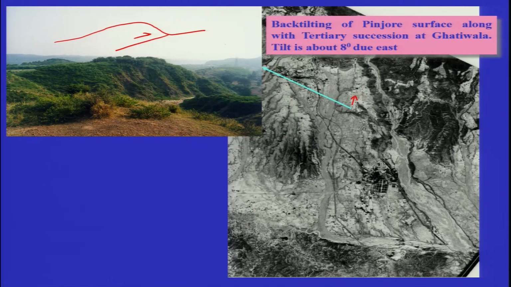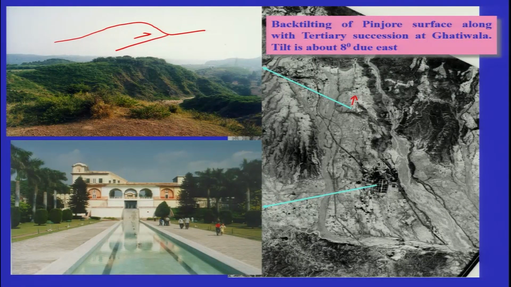So back tilting of Pinjore surface along tertiary succession at Ghatiwala village, which is tilted almost like 8 degrees due east. And then you have this portion which I was talking about. You can see that this side is up. So the photograph has been taken from this point, viewing this side. You can see the big step, and this is the fault line which runs here.